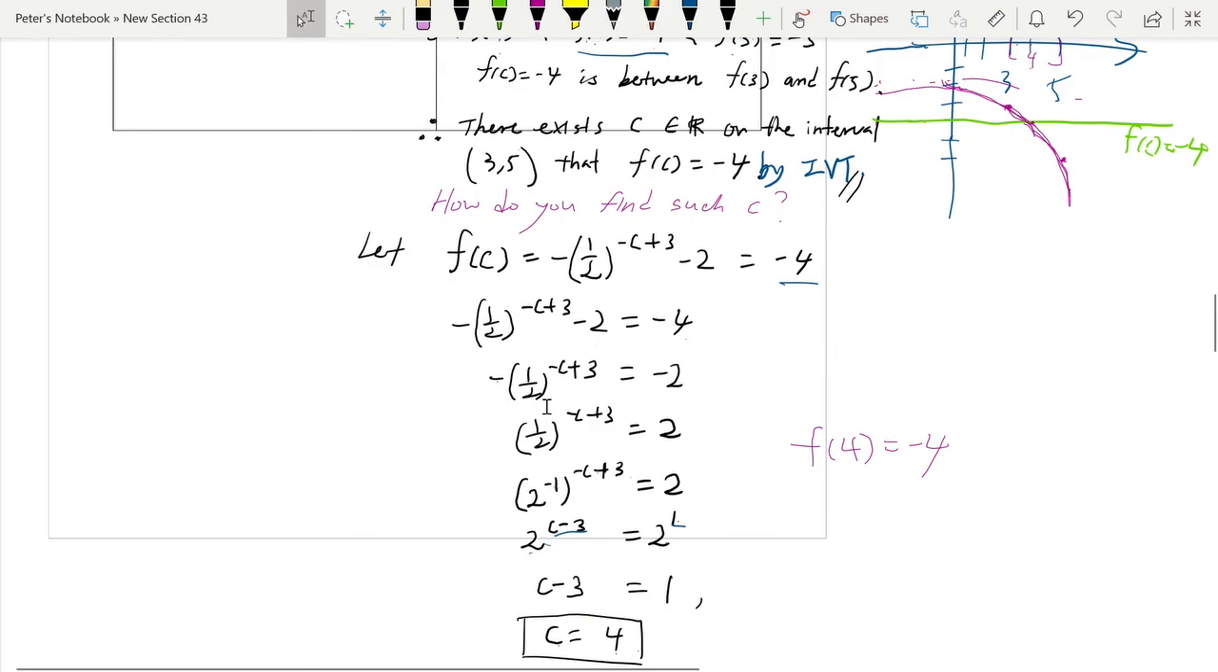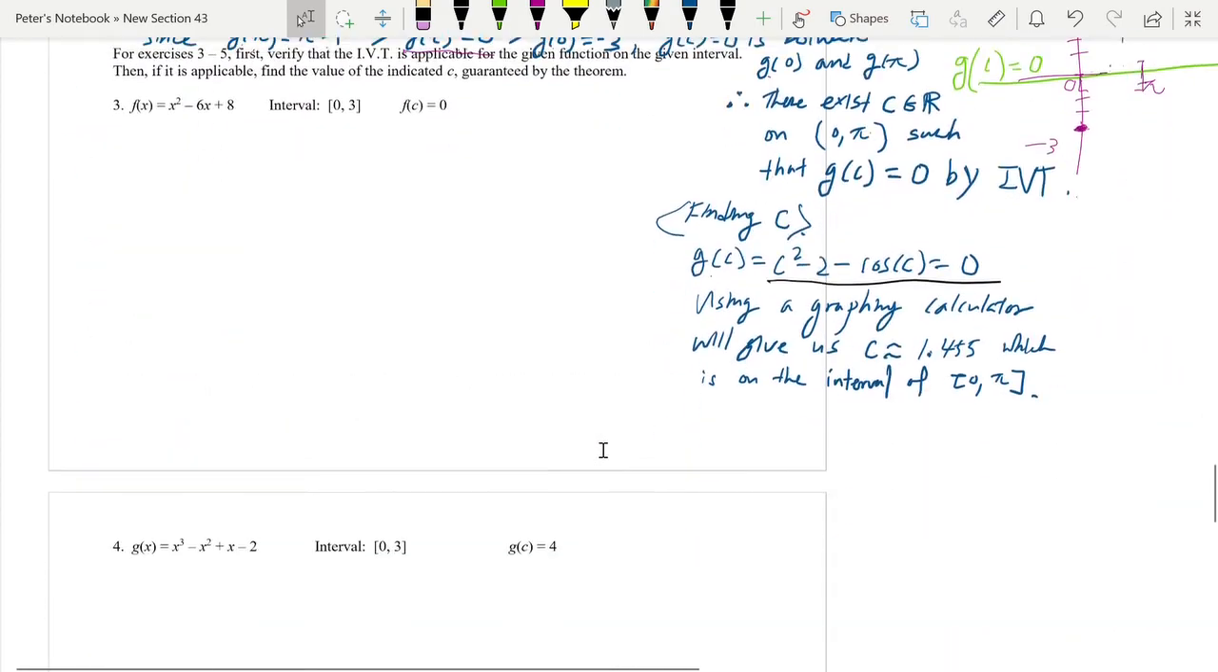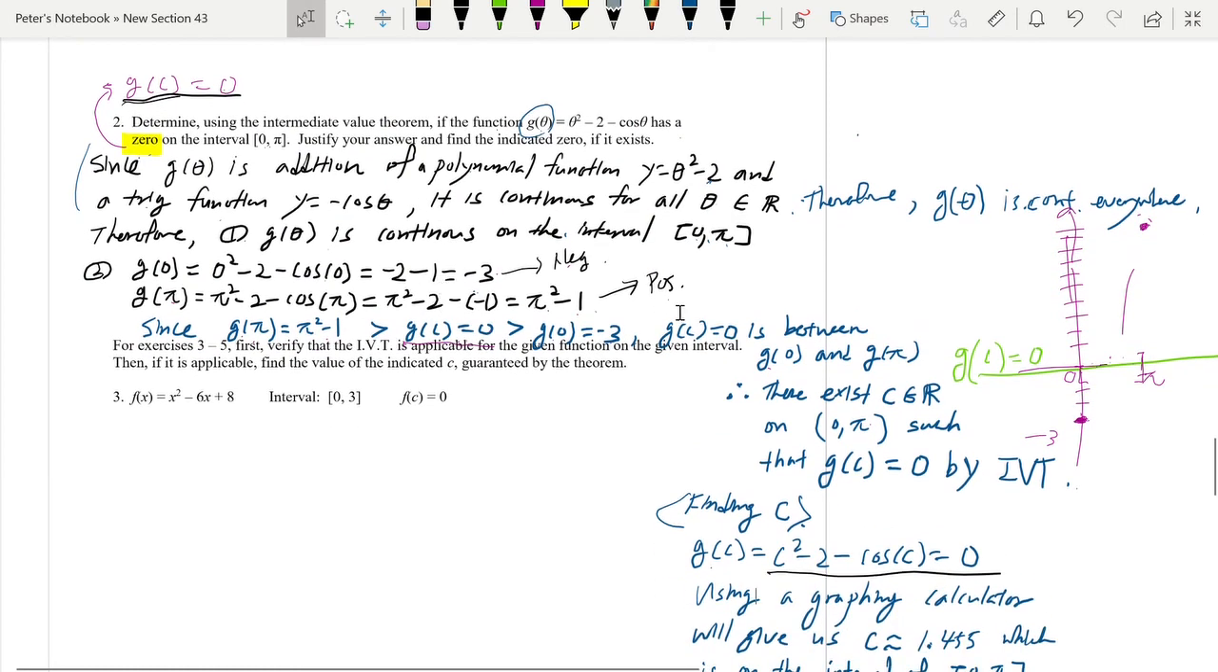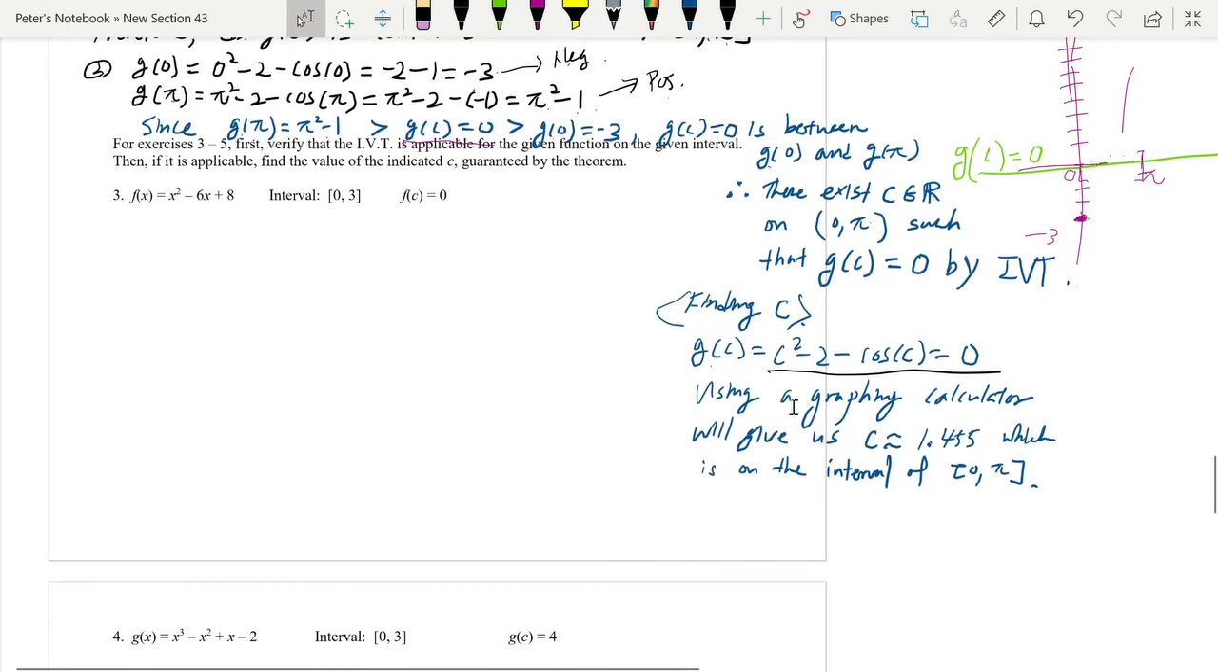So this type of question will probably come out in the calculator section of the AP Calculus AB exam. Okay. So how do you do this? Right now we don't have a graphing calculator, but we do have Desmos. And using a graphing calculator or Desmos, it will give us a c value of approximately 1.455, which we know is on the closed interval of 0 to pi. Let's check that out using Desmos.